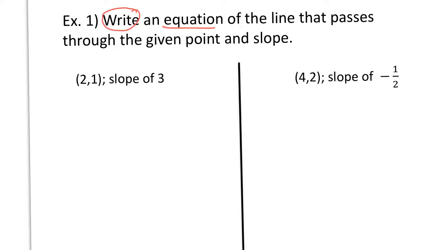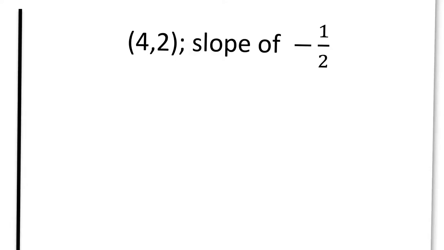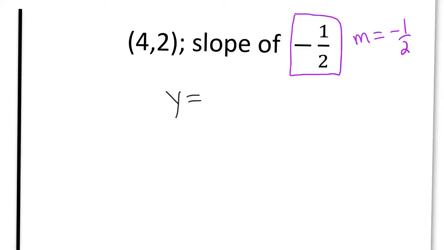Let me just zoom in here. Notice that they give us the slope. My slope for this line is -1/2. So this number right here is your m, so I'm going to put m equals -1/2. For the slope-intercept form, y equals mx plus b, we need two things: the slope and the y-intercept. Well, guess what? We already have the slope, it's given, -1/2. The only thing that we are missing is the b, the y-intercept.